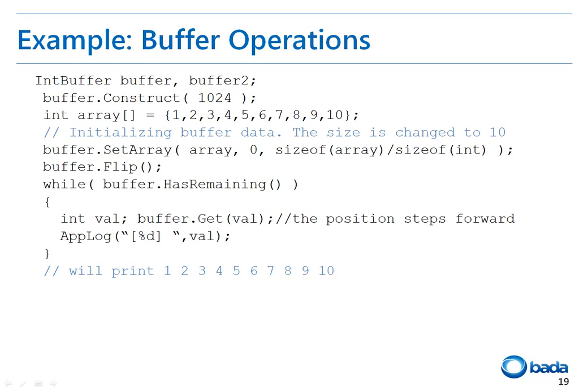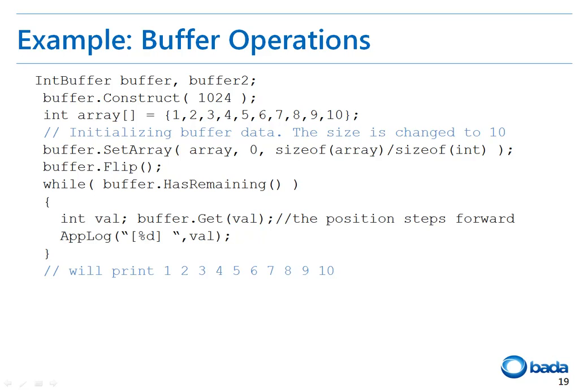Okay, let's have a look at an example of using a buffer. First, we have to initialize the buffer. We've declared an integer buffer and defined the buffer size using the construct function of the buffer. Then, we've set the buffer with the C array data by calling the setArray function. The flip function is called to read the data from the beginning of the buffer because the setArray operation would have set the position to the end of the valid data.